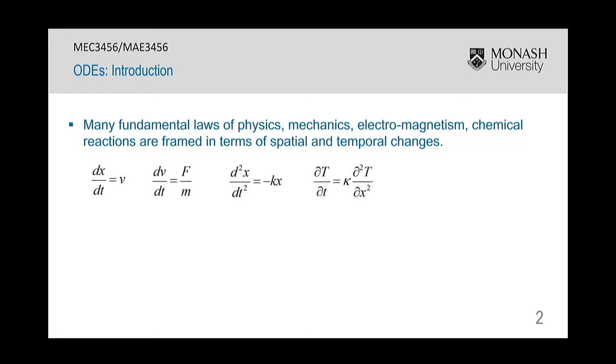Partial derivative of T with respect to t is equal to kappa d squared T/dx squared is the heat equation, and it describes how the temperature varies as a function of time and space. dq/dt is equal to negative u dq/dx is the advection or convection equation, which describes how something is advected and moved around by a velocity field u.